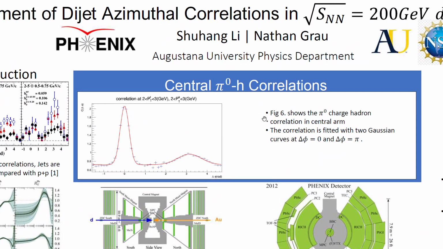And here's some results for the central pi0 charged hadron correlations. We choose the trigger particle pi0 from 2 to 3 GeV and the associated particle charged hadron also from 2 to 3 GeV. And we fit the result with two Gaussian peaks, one at 0, one at pi, and we use a constant plus a sinusoidal function as the background.